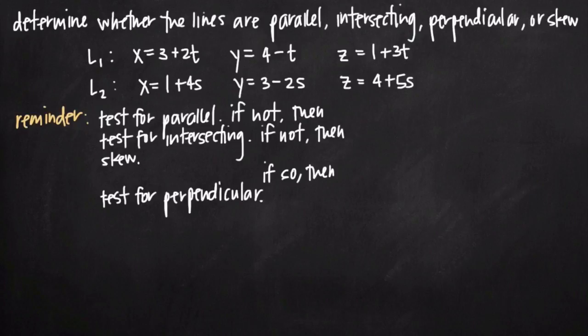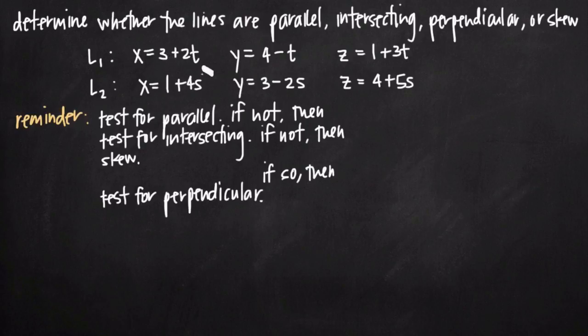Today we're going to be talking about how to determine whether two lines are parallel, intersecting, perpendicular, or skew lines. And in this particular problem, we've been given two lines, L sub 1 and L sub 2. Each of our two lines are defined by these three parametric equations. So L sub 1 is defined by these three parametric equations for x, y, and z, and L sub 2 is defined by these other three parametric equations.